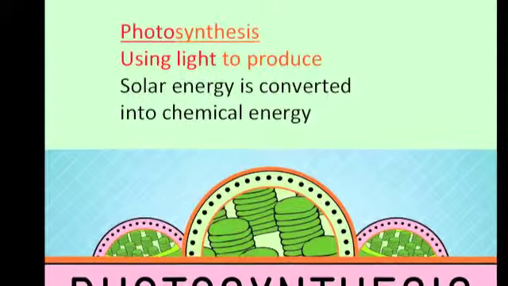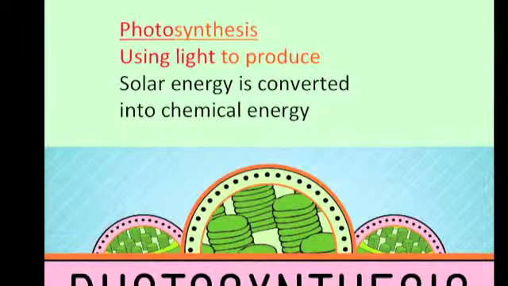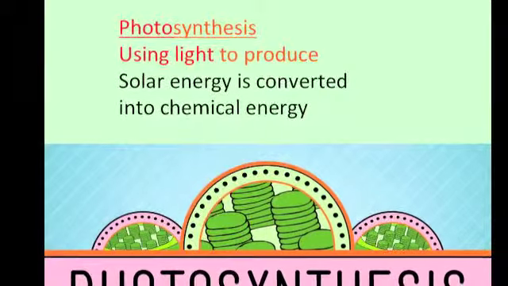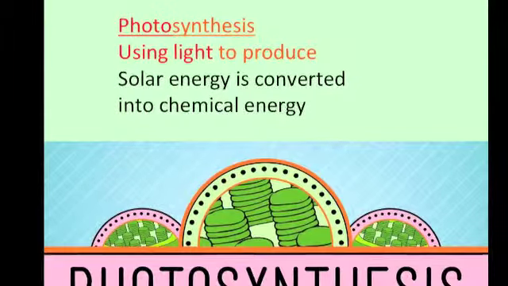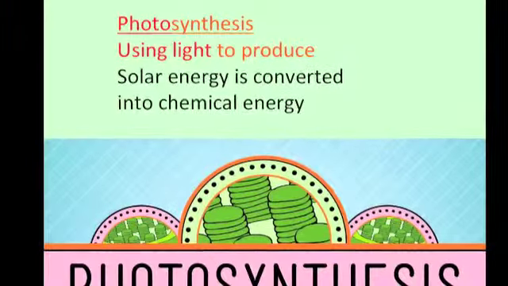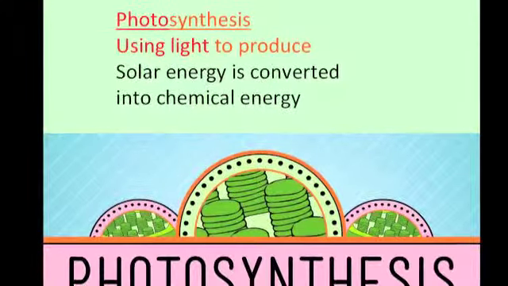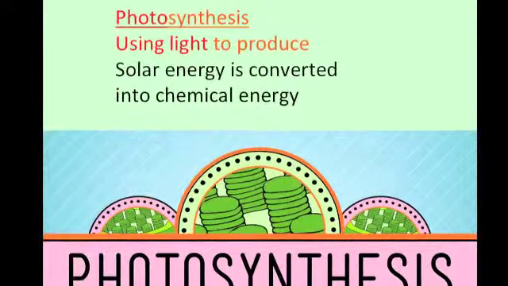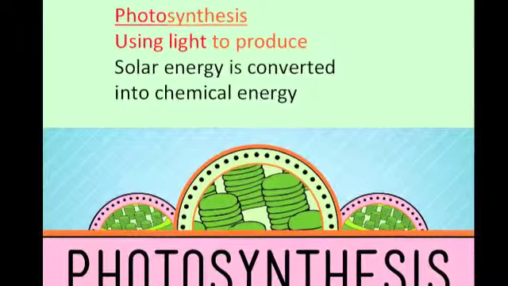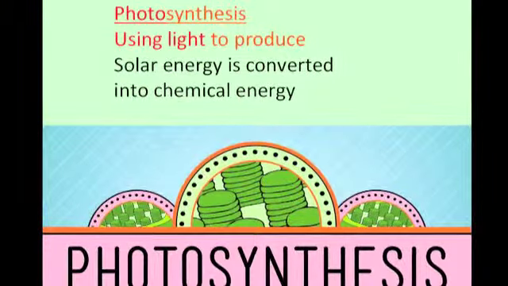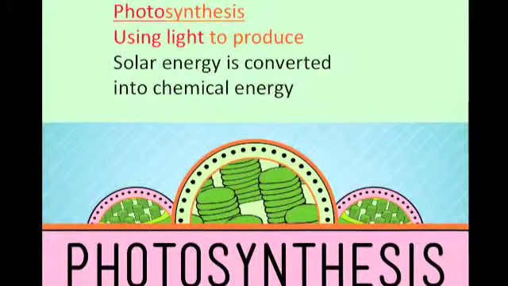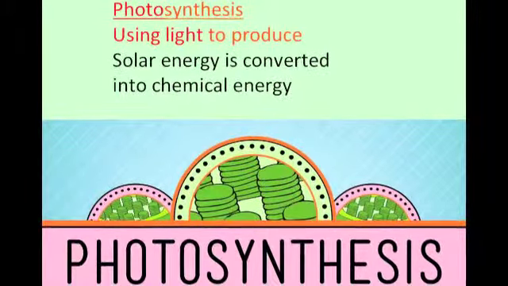The word photosynthesis simply means using light to produce. Photosynthesis is a process whereby plants, using light energy from the sun, convert carbon dioxide and water to glucose, sugar, and oxygen gas through a series of reactions. Many of you might have a slight understanding of photosynthesis, but today we're going to dig deeper into the scientific explanation of what photosynthesis really is.